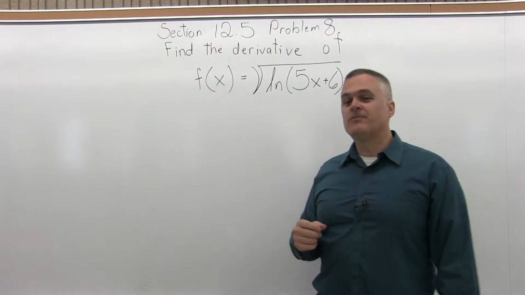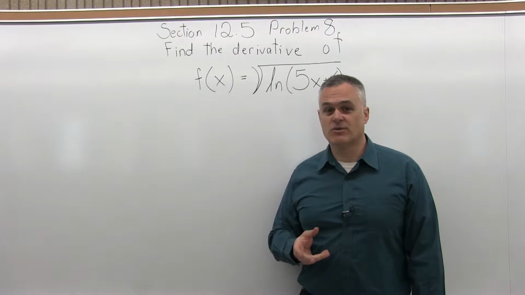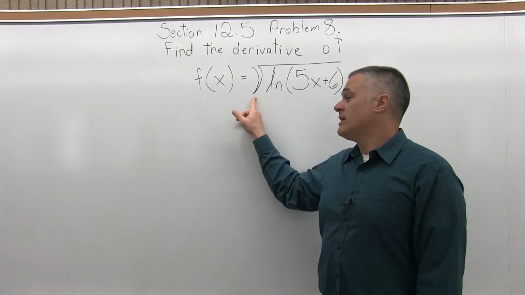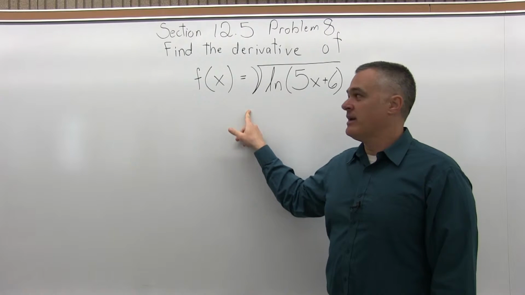And for number 7, we were able to find the answer without using the chain rule. There was a way to do it with the chain rule. Without was a little shorter. For number 8, we have to use the chain rule. There's no way out of it.